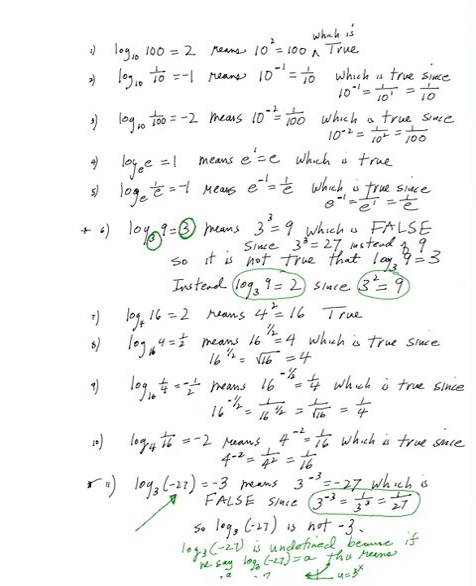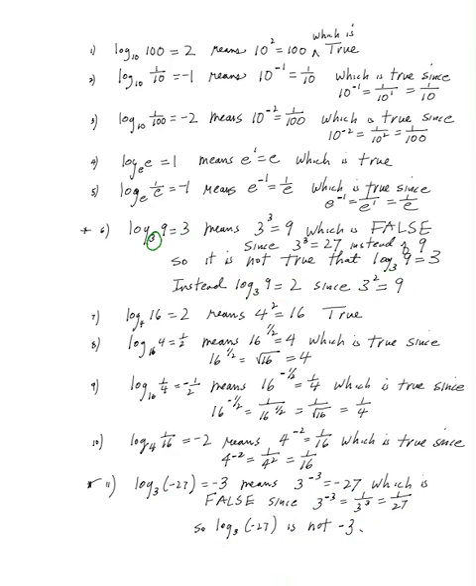Number 6 says the log of 9 to the base 3 equals 3. Well, that means this 3 to this third power equals 9, which is false because we know that 3 to the third power is 27 instead of 9. So it's not true that the logarithm of 9 to the base 3 is 3. Instead, the logarithm of 9 to the base 3 is 2, since 3 squared is 9.